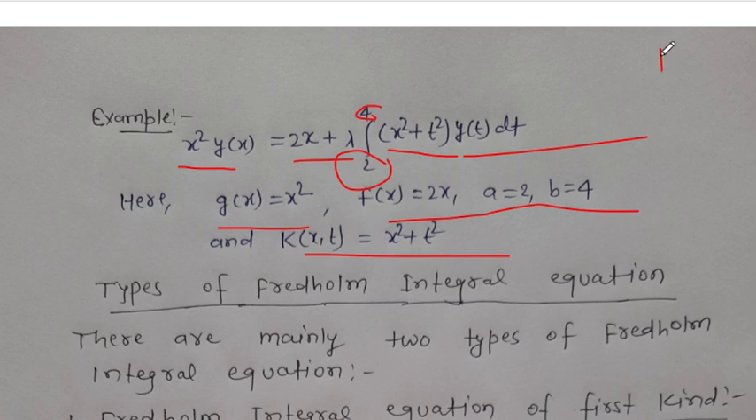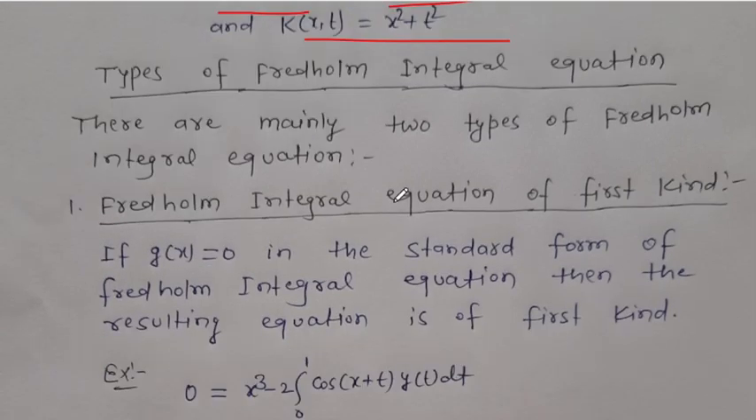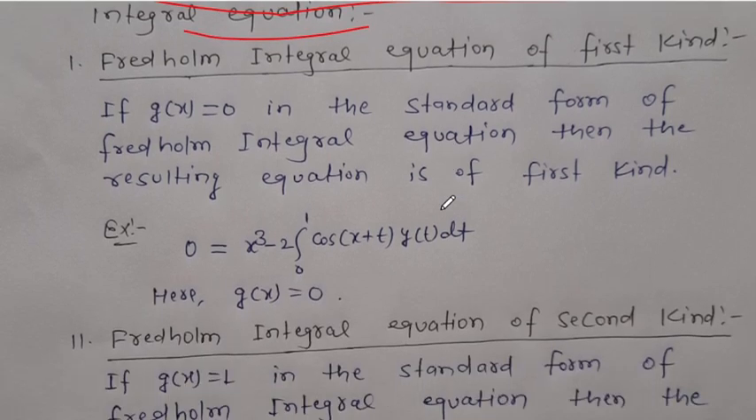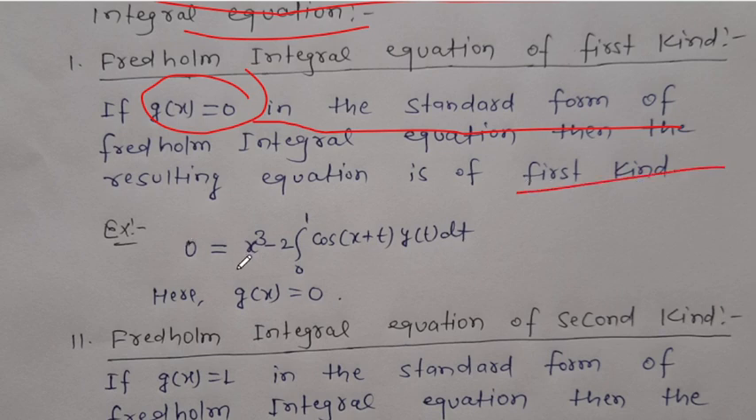Further, Fredholm integral equations are classified into types. There are mainly two types, and there is also a third type, which I will also look at. A Fredholm integral equation of the first kind: a Fredholm integral equation in which g(x) is equal to 0. If g(x) is equal to 0 in the standard form of Fredholm integral equations, then the resulting equation is of the first kind.